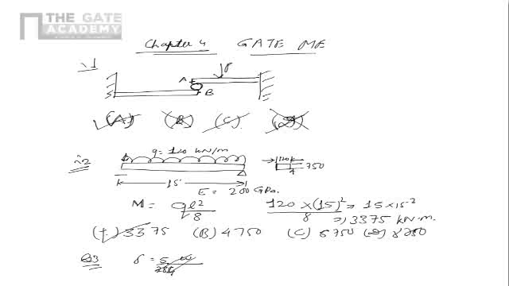I'll just cut it and write it once more. 5 upon 384 W L to power 4 upon EI. That's the value of maximum deflection, which is at the center.